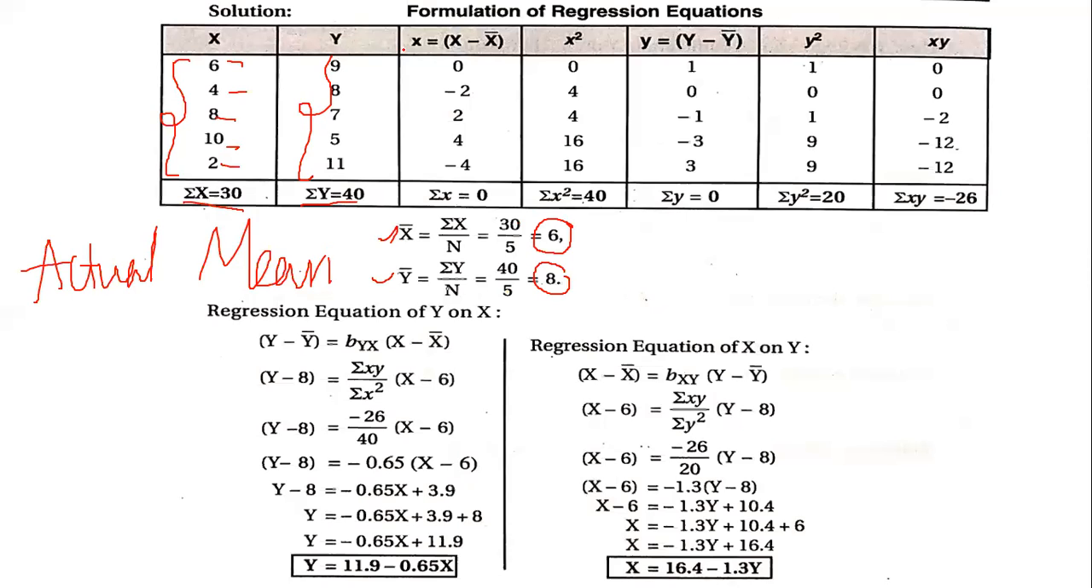Now moving further, we have to find the deviations. Before finding the deviations, do you have any doubt until here? Any doubts? Understood?